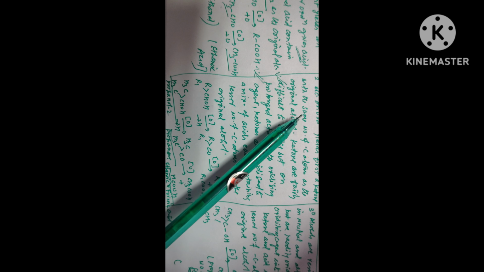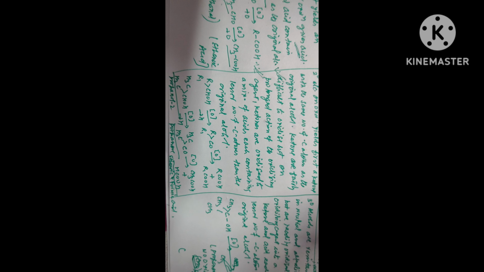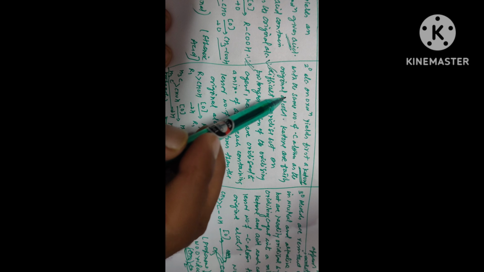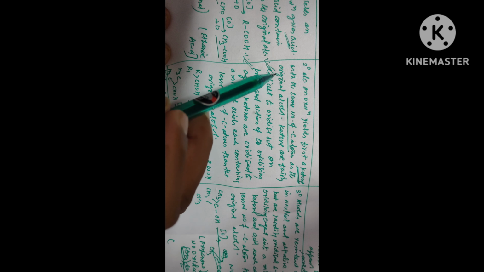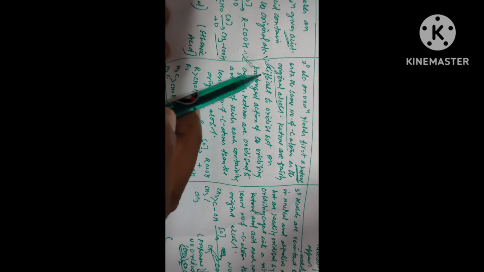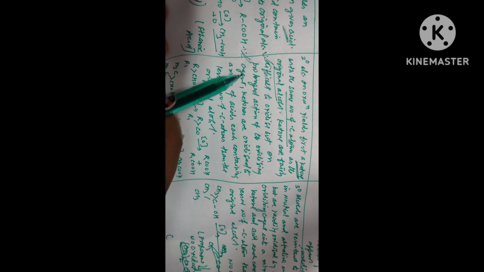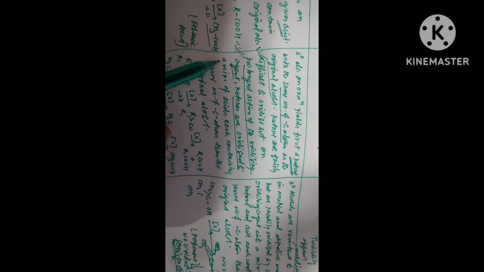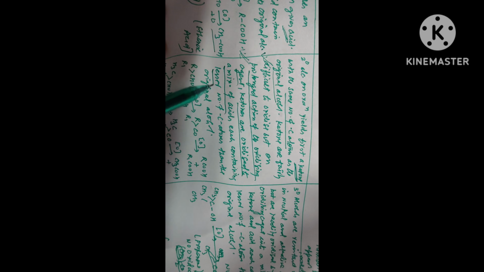Now, in case of 2 degree alcohol, oxidation first gives a ketone. Remember, first it will give a ketone with the same number of carbon atoms as the original alcohol. But ketones are fairly difficult to oxidize. On prolonged action of the oxidizing agent, ketones are oxidized to a mixture of acids, each containing a lesser number of carbon atoms.